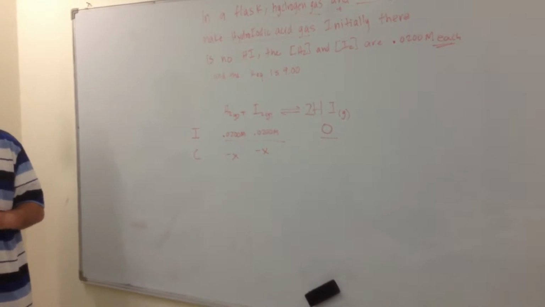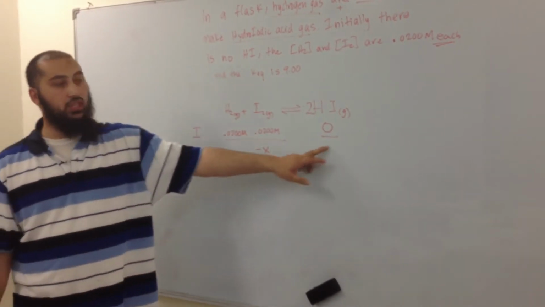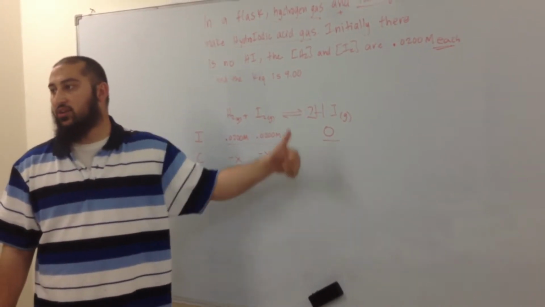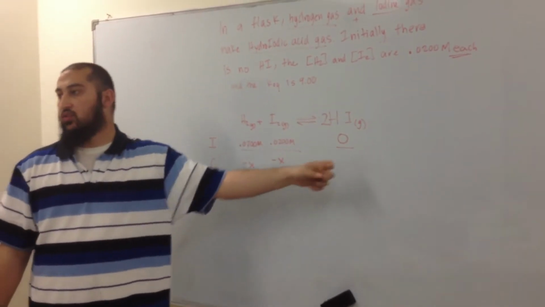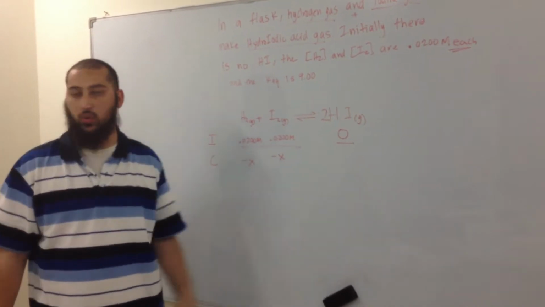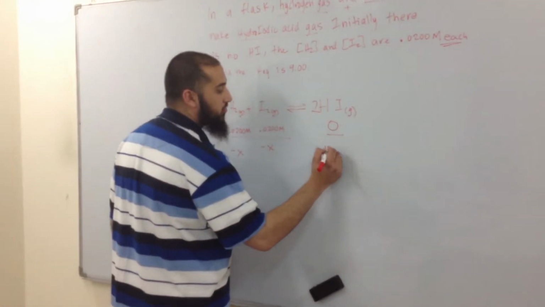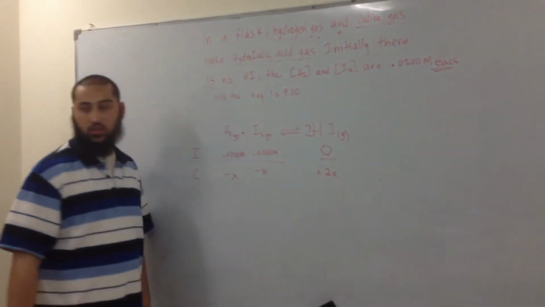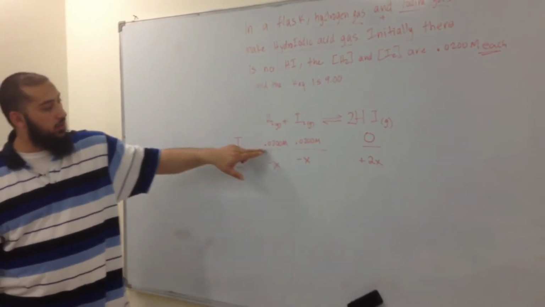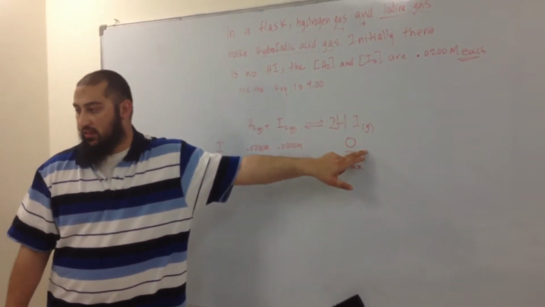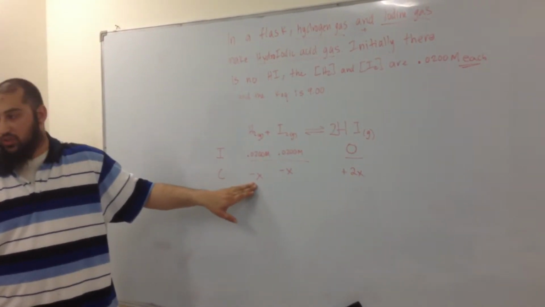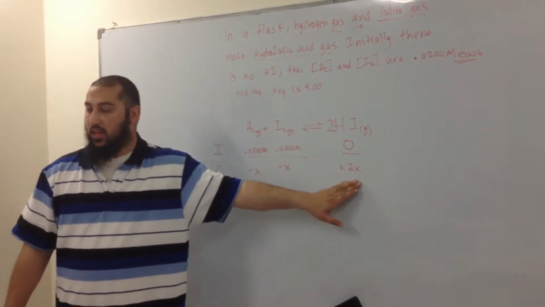You guys understand that? Now, so what's going to happen to the hydroiodic acid? That's going to increase. By which amount? Well, these two are coming together to form hydroiodic acid. So what's it going to be? Plus 2x. So our initial state, we had 0.0200, 0.0200, and nothing. Our change was decrease by x, and increase by 2x.